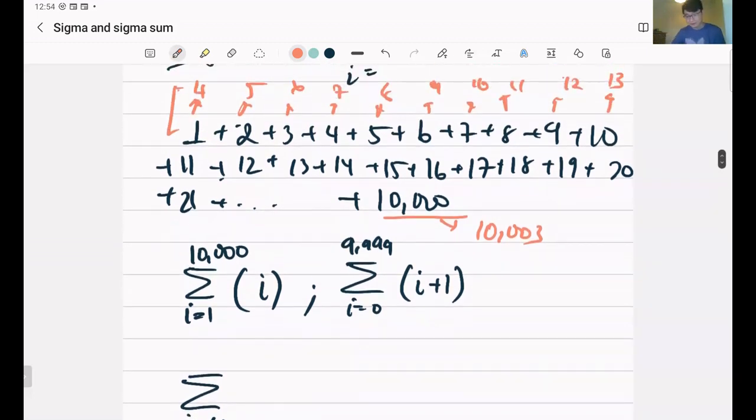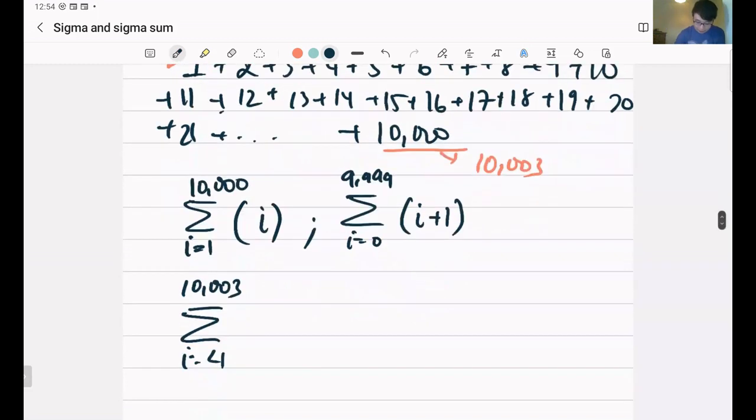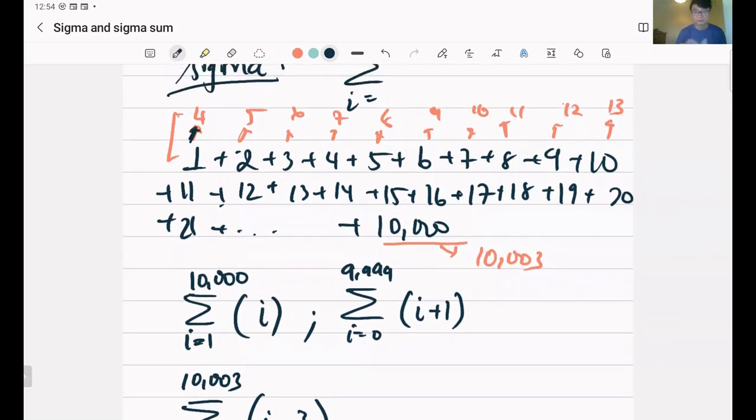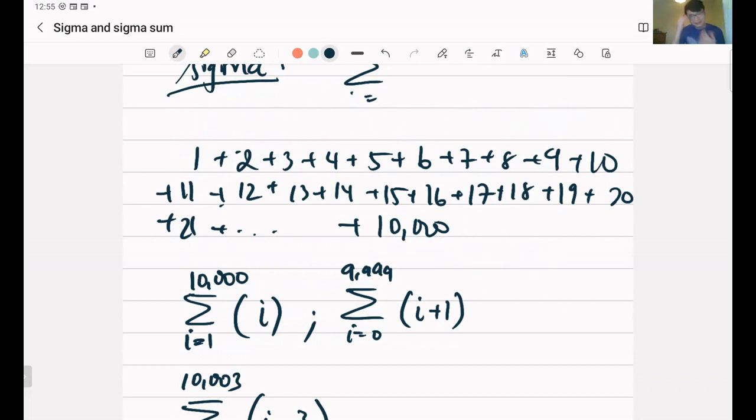So again, if I start my index as 4, and my last index would be 10,003. Of course, when I start my index at 4, I have to subtract 3, so that when I start my index, I subtract it out. So when the index is 4, I subtract 3, then I get the number 1, and continue. My index is 5, and I subtract out 3, I get number 2, and so on and so forth. And this is how we are doing with the sigma and sigma sum. That's basically the idea of it.